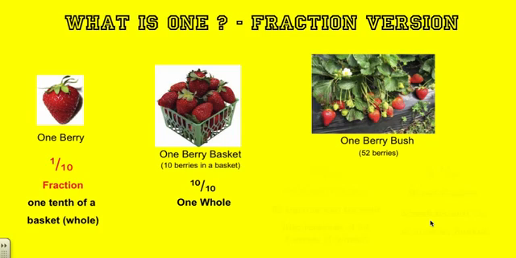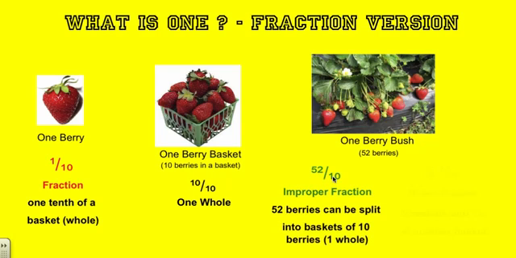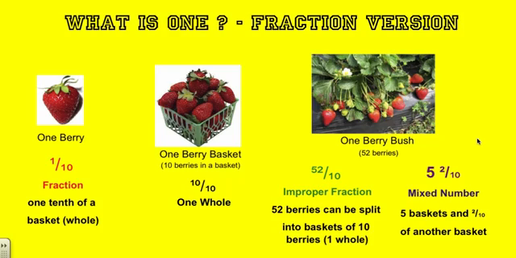And going back to the strawberry bush, we have 52 total berries in the bush divided by 10 per basket. So those 52 berries can be split into baskets of 10, and then we're going to have a couple left over. And so that's where our mixed number comes in. So we have 5 whole baskets, and then 2 of 10 left over for an additional basket.